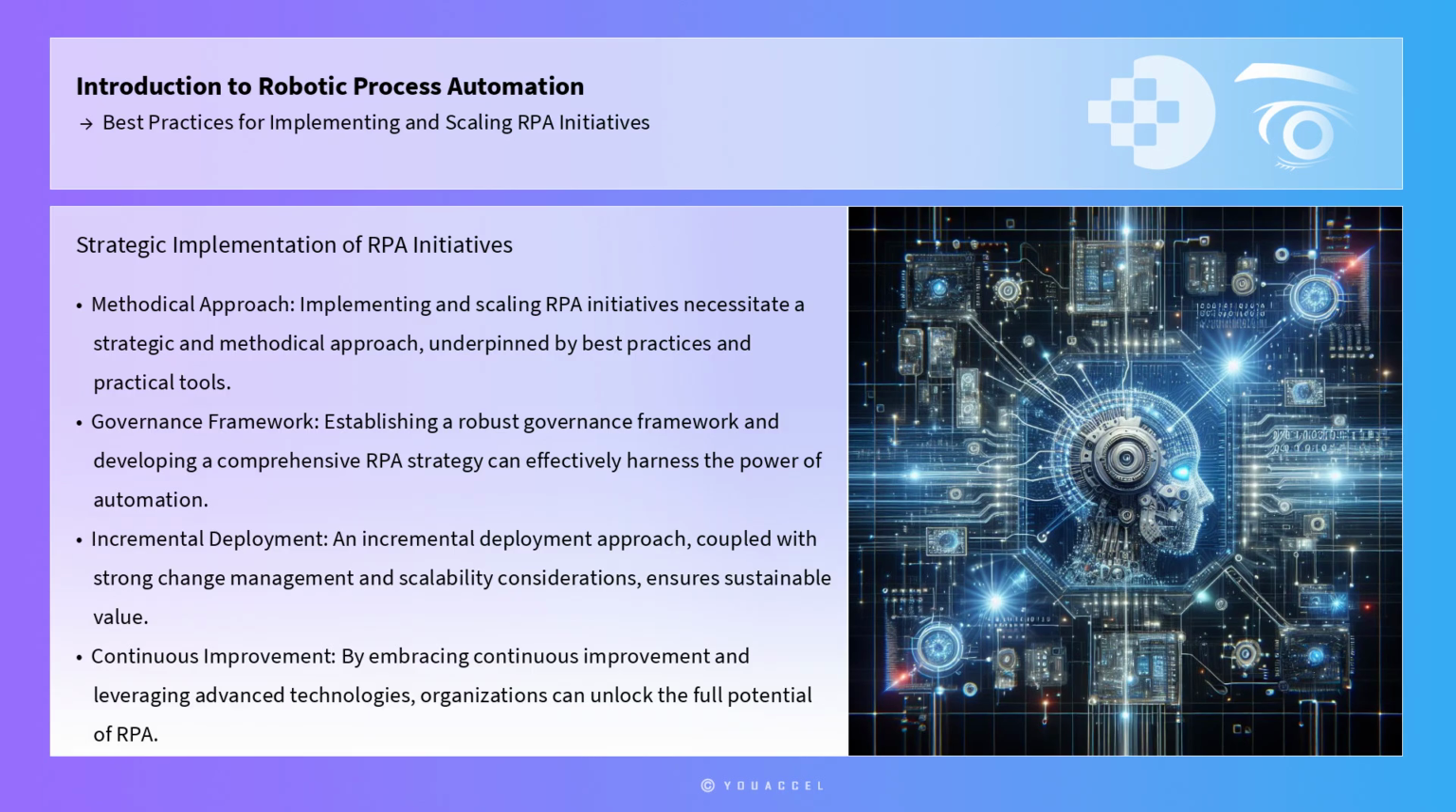In conclusion, implementing and scaling RPA initiatives necessitate a strategic and methodical approach, underpinned by best practices and practical tools. By selecting the right processes for automation, establishing a robust governance framework, and developing a comprehensive RPA strategy, organizations can effectively harness the power of automation to drive operational excellence.